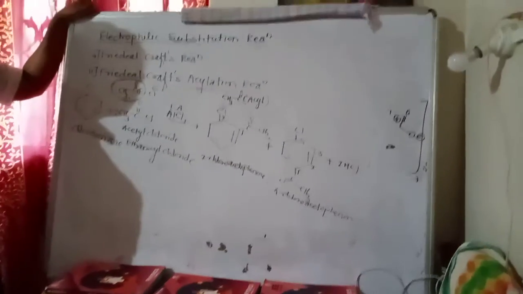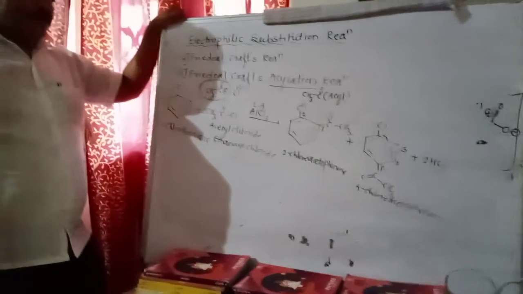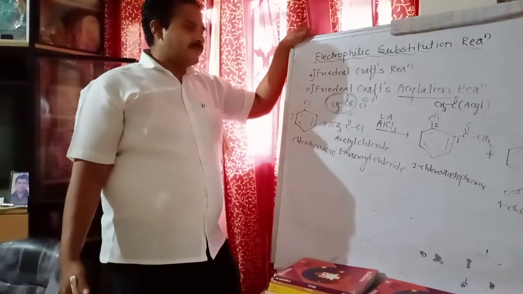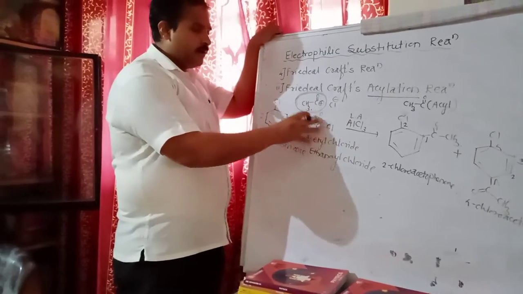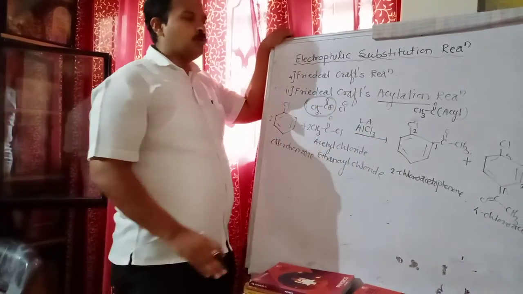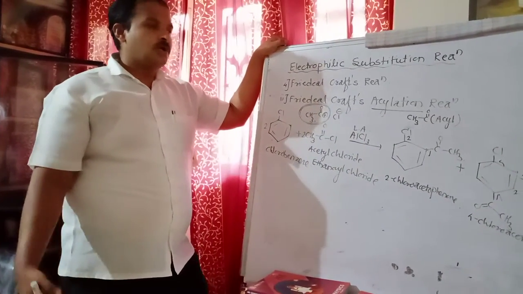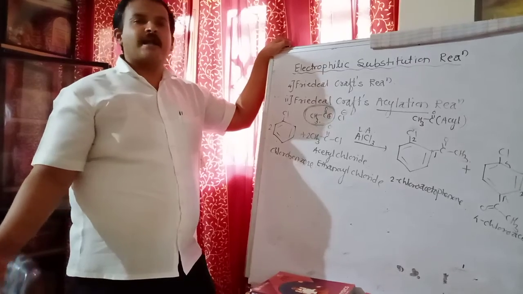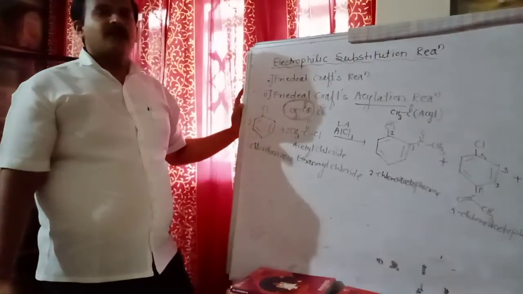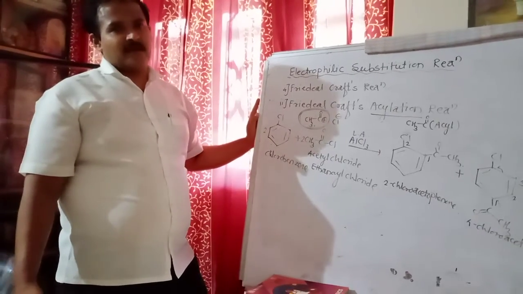In your examination, if asked to write a note on Friedel-Crafts acylation reaction and define it: what is the meaning of Friedel-Crafts acylation reaction? When chlorobenzene is treated with acetyl chloride, one hydrogen atom of chlorobenzene is substituted by the acyl group COCH3, forming new products, ortho substituted and para substituted acetophenone. This reaction is called the Friedel-Crafts acylation reaction.